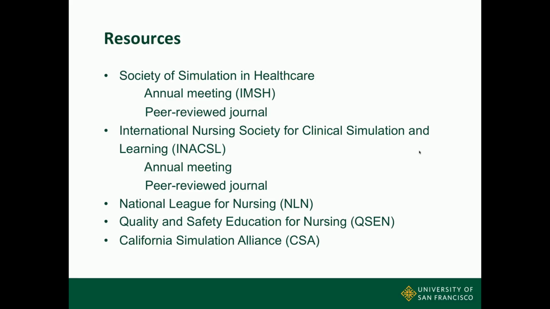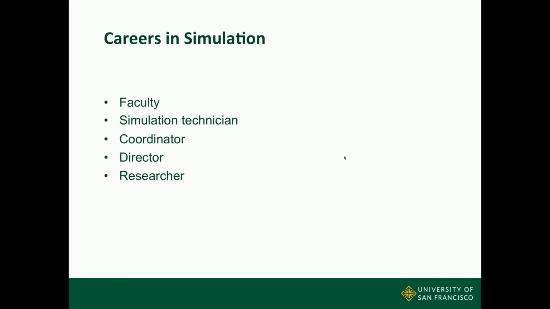Resources are the Society for Simulation in Healthcare, the International Nursing Association for Clinical Simulation and Learning, and CSA. Their annual meeting is in June. Both of these organizations have peer-reviewed journals. And in December of 2011, in the Society for Simulation in Healthcare journal, there is a paper on the evolution of a statewide network. You can look that up, December of 2011. The NLN, National League for Nursing, QSEN, and the CSA are all good resources.